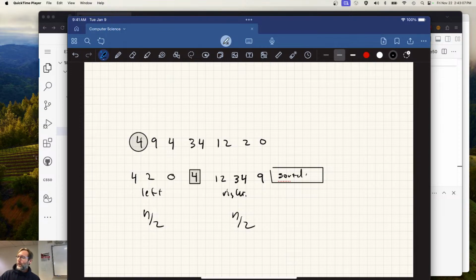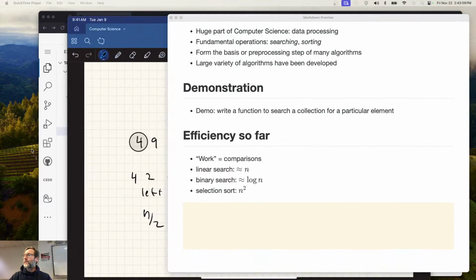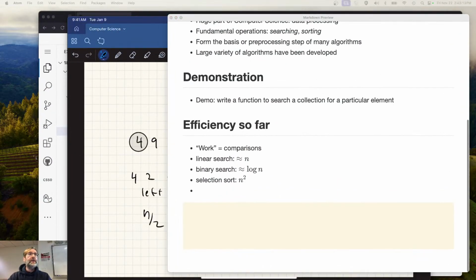Let's go back to our efficiency. Selection sort was n squared. However, this algorithm, which is called quicksort, because it's quick, is going to have an efficiency of n log n. This is sometimes called pseudo-linear. It's almost linear. N is linear, but then we've got this logarithmic factor that is multiplied.